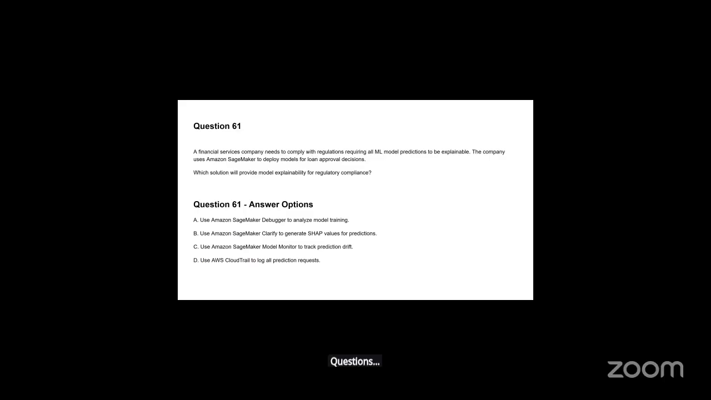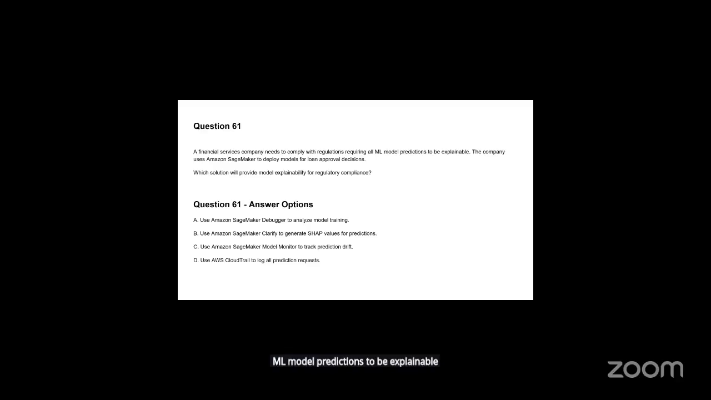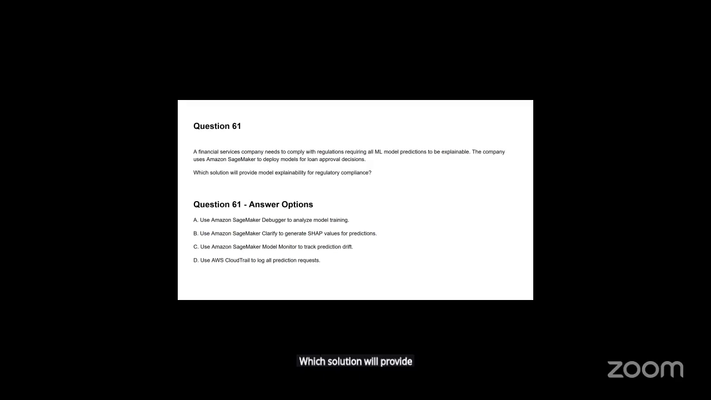Question 61. A financial services company needs to comply with regulations requiring all ML model predictions to be explainable. The company uses SageMaker to deploy models for loan approval decisions. Which solution will provide model explainability for regulatory compliance? SageMaker Debugger, SageMaker Clarify, SageMaker Model Monitor, or AWS CloudTrail?